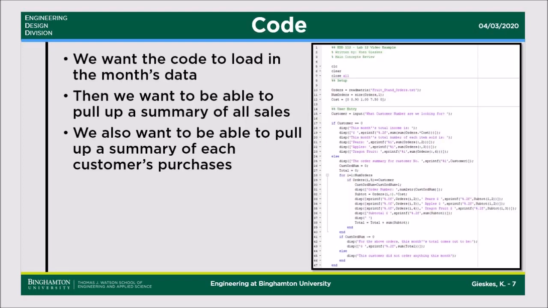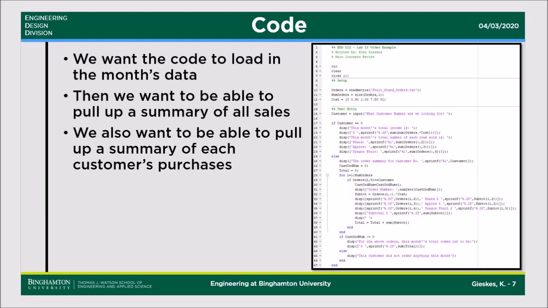The goal of the code that we're going to go through is that we want to be able to load in this data from the text file. We then want to be able to pull up a summary of sales for the month. So this is going to be how much money we brought in that month and then how much of each fruit we've sold. We also want to be able to pull up individual customer summaries based on our input. So let's say we had customer number 4. We'd want to be able to hit 4 and see exactly what that customer bought.